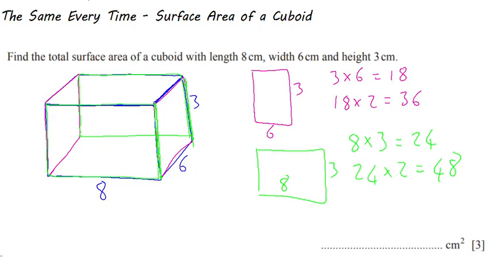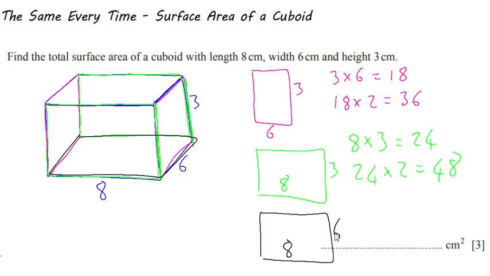And the remaining face is the bottom face, which is also the same as the top face, which is another rectangle. They're all rectangles, of course. 8 that way, 6 that way. And that's going to be the area, 8 times 6, which is 48 again. So that's 8 times 6, which is 48. And that's the same as the top face. So there are 2 of those, there are 2 of each of them. They happen in pairs. So 48 times by 2 is going to give us 40 times 2, 80. 8 times 2, 16. So that's going to give us 96 centimeters squared.